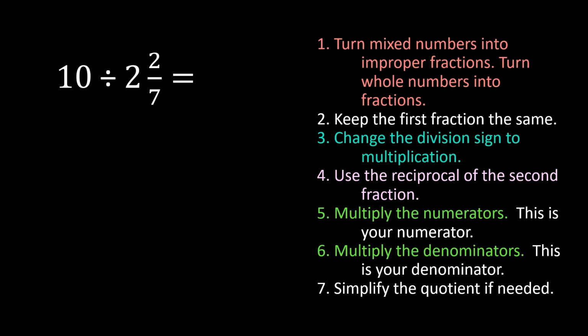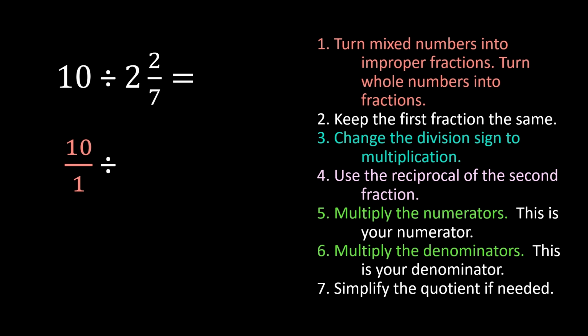In this example, we have 10 divided by 2 and 2/7. And in order to divide a whole number by a mixed number, the first thing I need to do is turn that whole number into a fraction. To turn 10 into a fraction, we simply put it over 1. So we'll have 10 over 1, and then my mixed number I need to turn into an improper fraction.